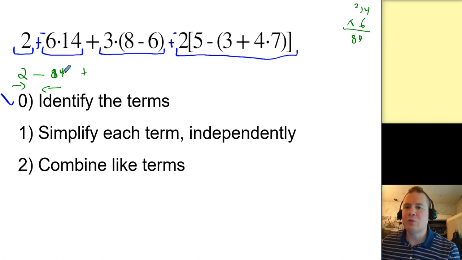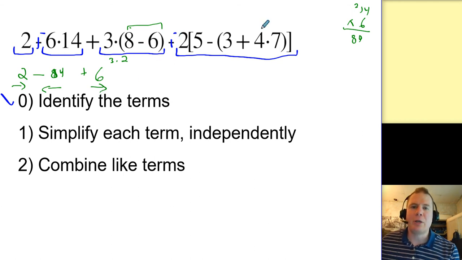Plus. Now to simplify this term, I've got a few things to do here. Right? Notice I'm not doing 2 minus 84 yet. I've simplified this term. Now I'm moving on to this term. I could distribute. 3 times 8 is 24. 3 times 6 is 18. But it's a lot easier to just say, well, in order to multiply, I'm multiplying by this. 8 minus 6 is 2. So there's 3 times 2. I know what 3 times 2 is. It's 6. Right? So this term has a value of negative 84. This term has a value of 2. This term has a value of 6, meaning positive 6.